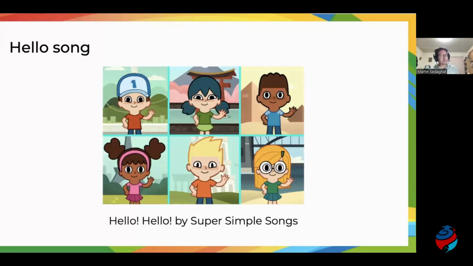And when you switch that song, it's always the first few days. You get some kids who aren't moving, wondering what's going on. This isn't the song I'm used to. What have you done? But I think it's good to change it up a bit. So I really recommend Super Simple Songs. So we do the song first.